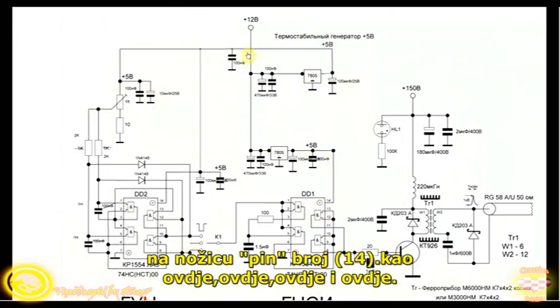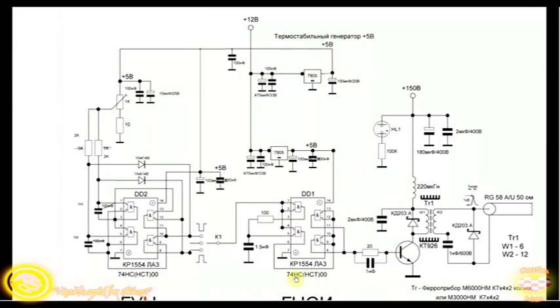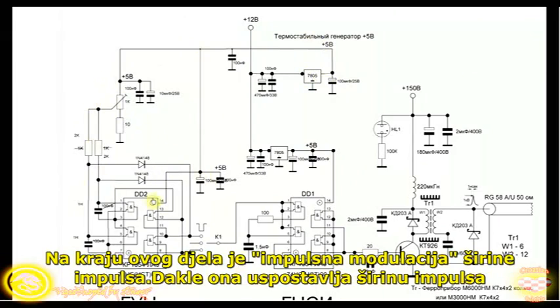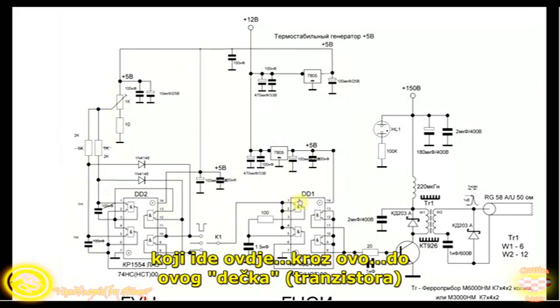So I have leg number 14, like that, like that. And the end of this part is a pulse width modulation. So it's establishing the width of an impulse. Signal going like that, and from here to this guy.